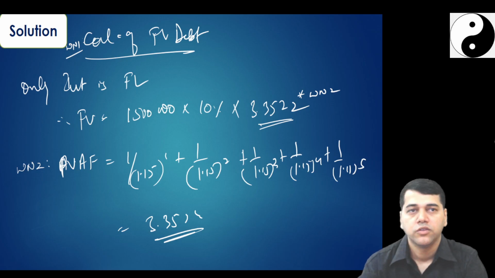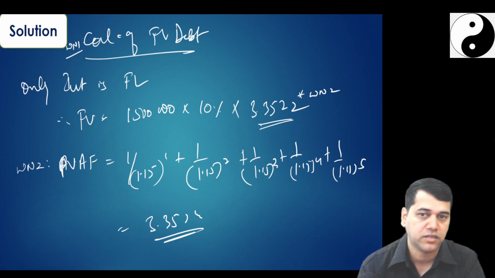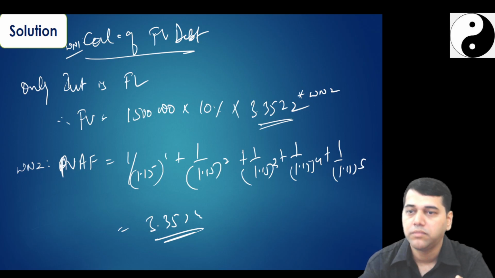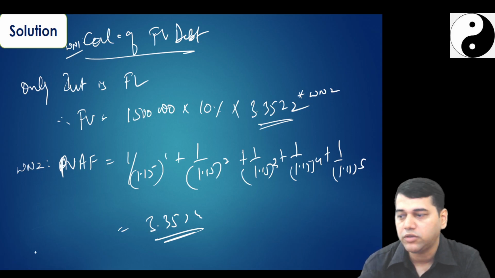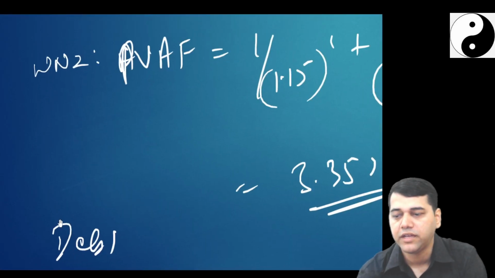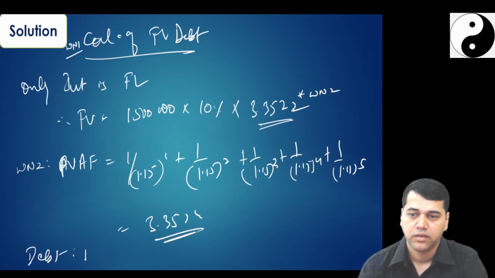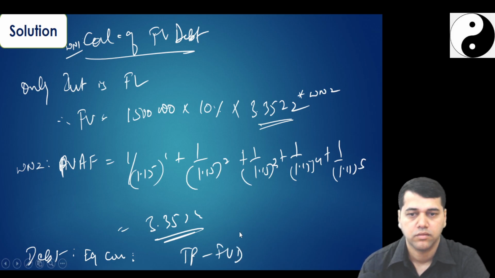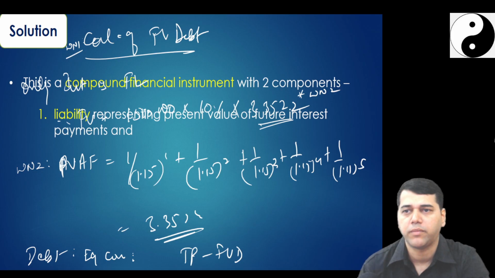Followed, no? See, now first you calculated the annuity factor. Based on that, you calculated the present value of the debt. Now, therefore, calculate the debt and equity component. Transaction price minus fair value of debt. Our normal format.